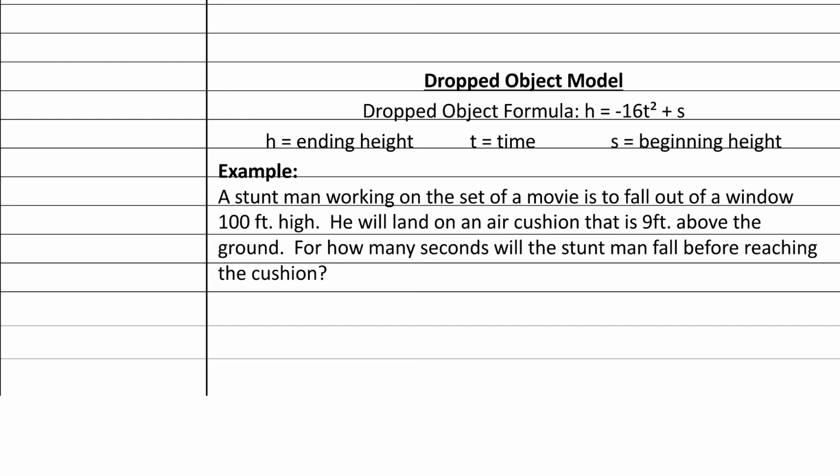Okay, seconds. All right, so a stunt man working on a set of a movie is to fall out of a window 100 feet high. He will land on an air cushion that is 9 feet above the ground. How many seconds will it take the stuntman to fall before reaching the cushion? Okay, so h is our end height. So my end height is 9 feet. So we're going to have 9 equals negative 16t squared plus my start height, which is 100.